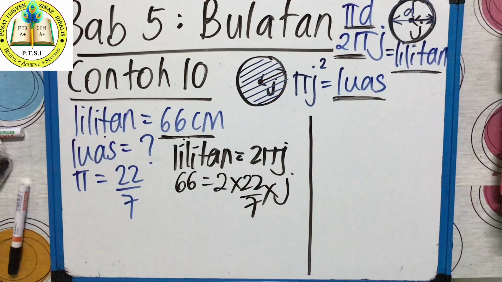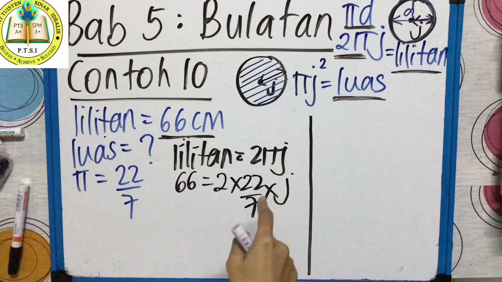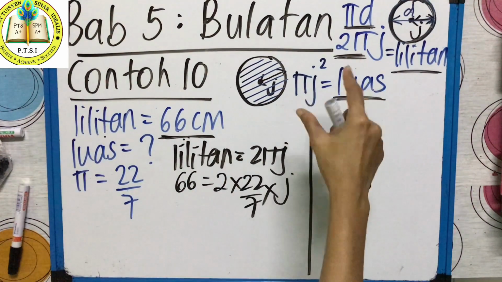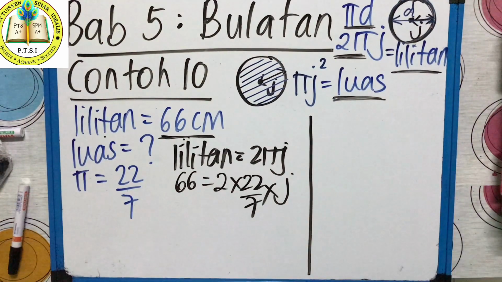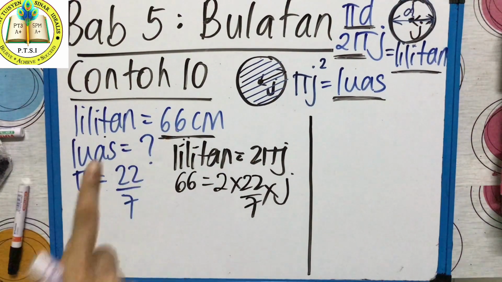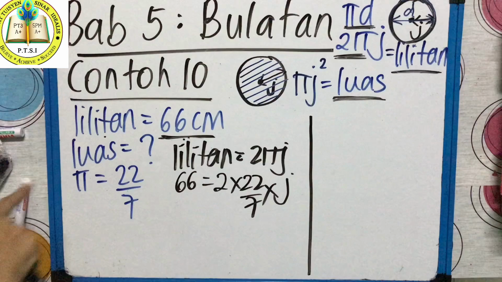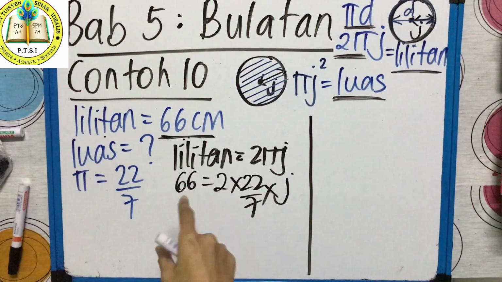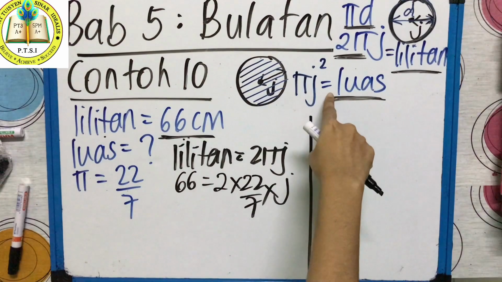So kamu mesti cari jejari. Anything that you don't know, find it first. Some students won't do this. They directly go to luas. They will use the luas formula pi j kuasa 2. Mana boleh dapat jawapan? Then why did they give you lilitan? So when they give you lilitan, use that lilitan first. Jangan terus pergi cari luas. Kamu tak boleh dapat. Do you understand, class? This is the mistake that students always make. Bila mereka tanya cari luas, find the area, they directly go to this formula.